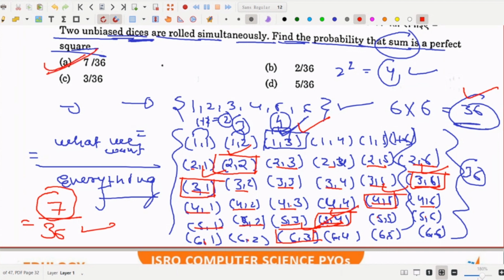Option number A. Is there any doubt to anyone or understood? Vikas, done. Abhishek, Mahesh. Okay, sir. Okay, fine, fine. Move ahead.